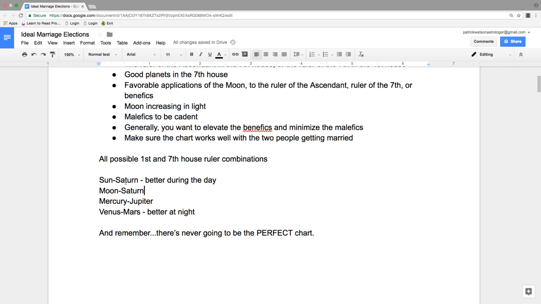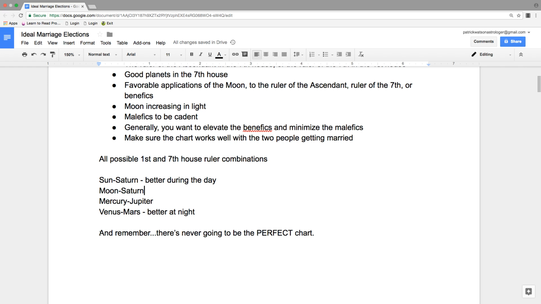Also interesting to note that Leo and Aquarius are probably better to have as wedding elections which happen during the daytime, since both the Sun and Saturn are of the diurnal sect. Whereas if the wedding is happening at night, then Venus and Mars may be better to have as the rulers, since they'll be of the sect.